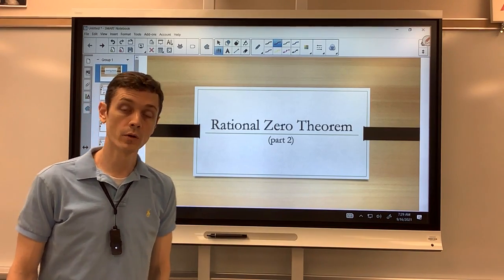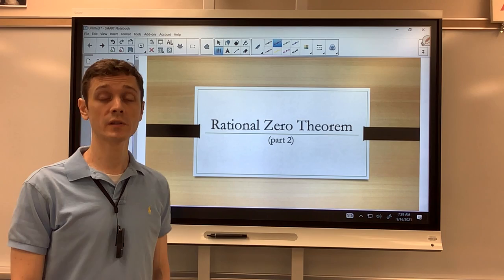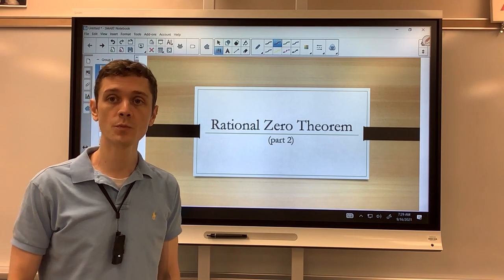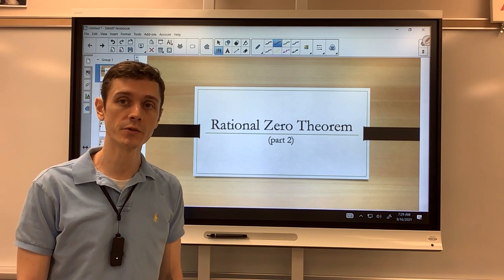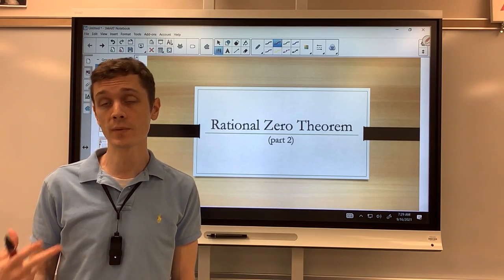Now we're going to look at some more examples with the rational zero theorem. Specifically, we're going to look at some more complicated ones. So larger polynomials and polynomials where the zeros are not as easy to find as being rational numbers.